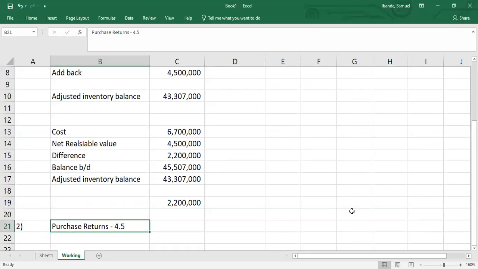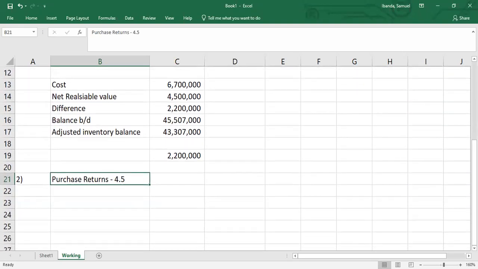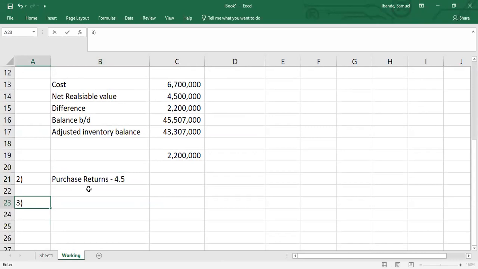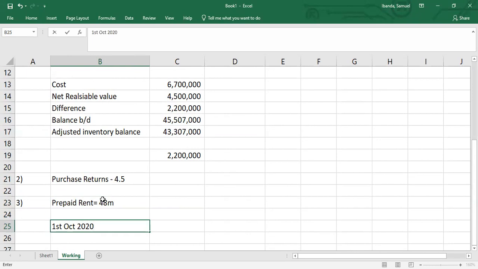Let me just come here and put working 3 here. So if I have prepaid rent, it is 48 million, okay? And they're telling me that this was paid on 1st October 2020, and it is for 12 months.